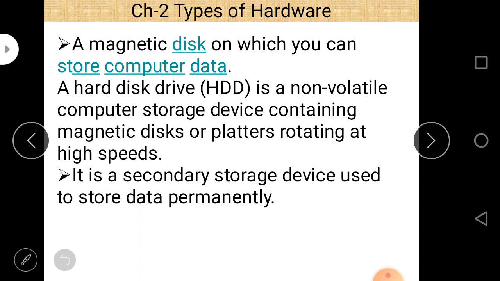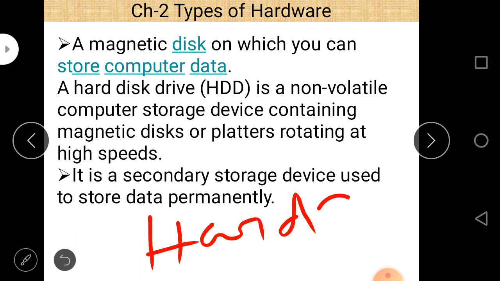Hard disk. It is a secondary storage device, one of the most common and popular secondary storage devices in the category of magnetic disk. So write the heading at the top of this topic: hard disk. So these are points related to the hard disk. Basically it's a type of magnetic disk.